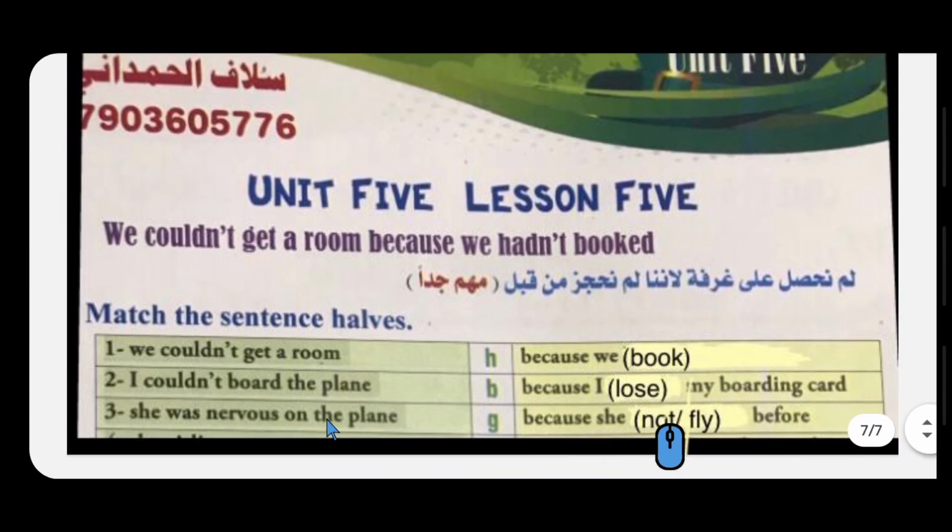We have here matching the sentence and correct the verb between brackets. We have the first example. We couldn't get a room because we book. Here book هي مو كتاب. هنا verb. هنا بمعنى يحجز. الجملة الأولى جتنا في زمن past simple الماضي البسيط. أداة الربط شنو؟ Because. After because what we put? Past perfect. Then the sentence will be we had booked. البوك فعل قياسي بإضافة ed.